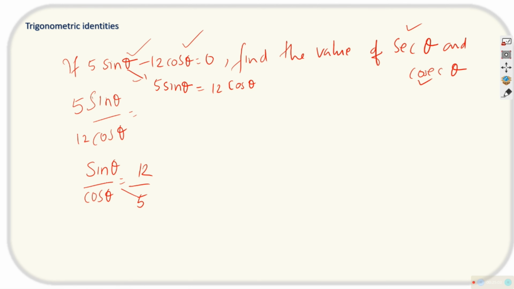Look, 5 sin theta and 12 cos theta are equal. Here you can simply send 5 over to the right side and bring cos over to the left side, cross-multiply. So we got sin theta upon cos theta is equal to 12 upon 5. What does this remind us of? tan theta. This is what I said. Our mind has to work like a readymade. We got tan theta.